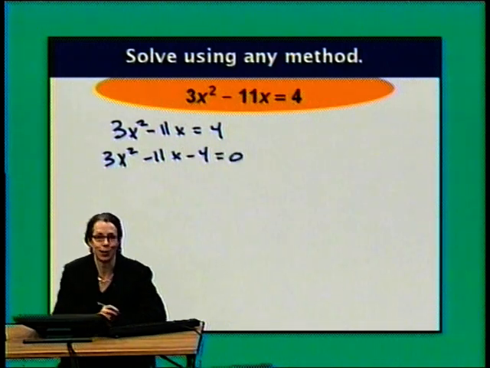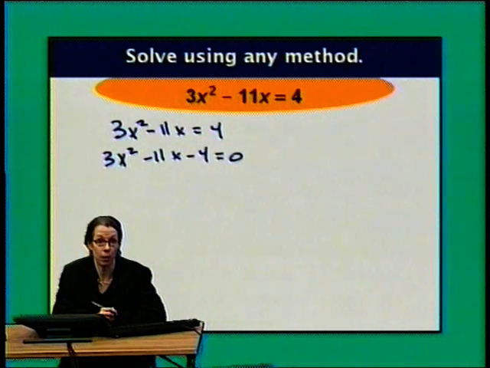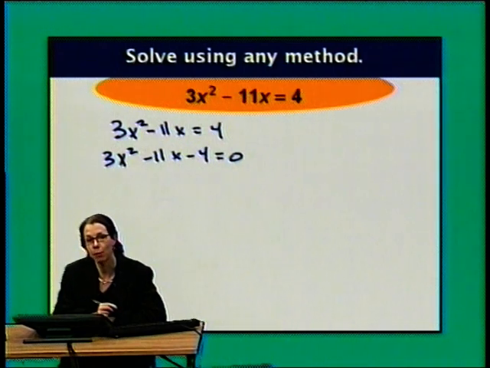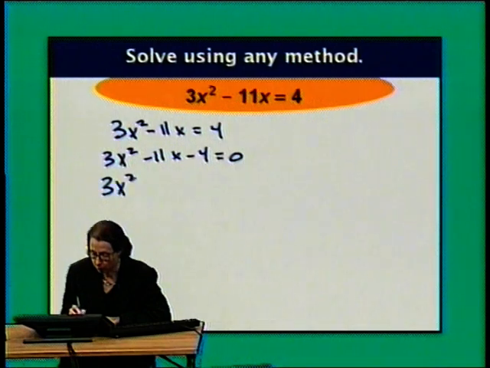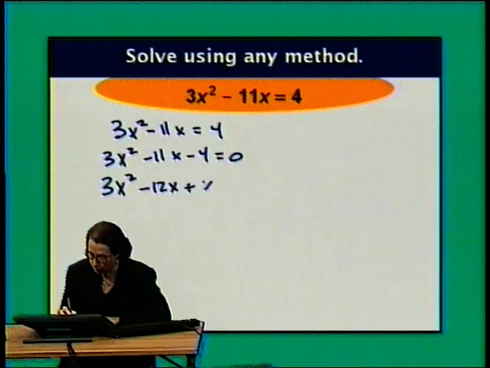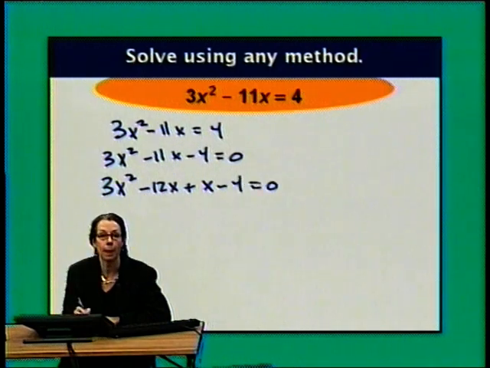Now I like to factor, so I'm going to ask myself, are there integer factors of negative 12 that add to negative 11? There are, negative 12 and positive 1. So I'm going to make the choice to solve this by factoring. So I'm going to rewrite the linear term as negative 12x plus 1x. And now I'm going to factor by grouping.